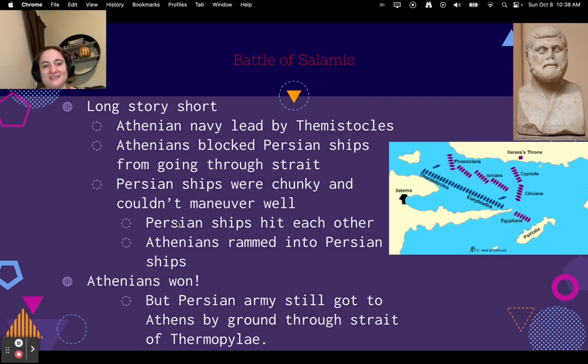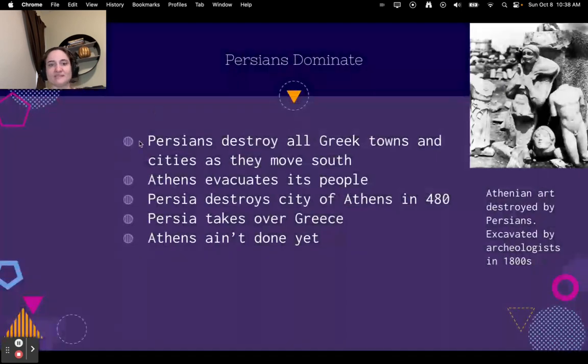And then the Athenians ended up winning, which was great, but the Persian army still got to Athens through the Strait of Thermopylae. So it was really a two front war that the Greeks were fighting. And since the Battle of Thermopylae was lost, Athens was then lost because the Persian army got there by land. Sad day, Greece.